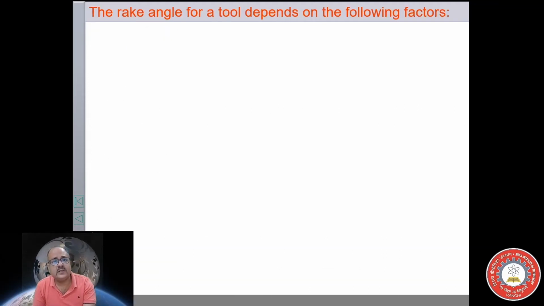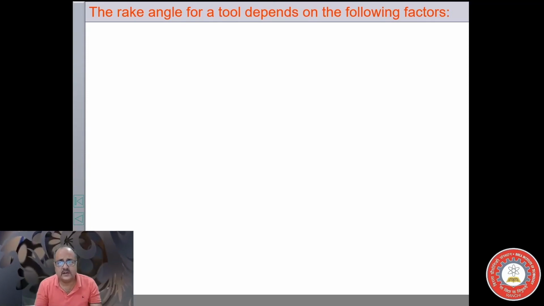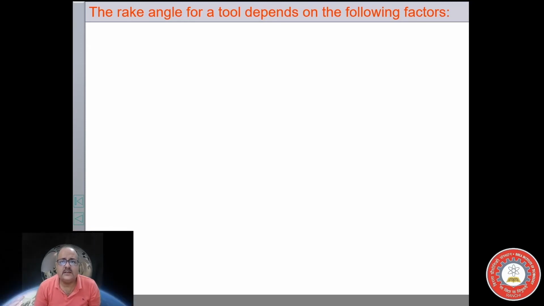Now, the obvious question comes: what are the factors on which we will be selecting a rake angle? This question will come in the minds of the students. That okay, fine, then how will we select the rake angle? So, several factors are associated with the selection of rake angle.